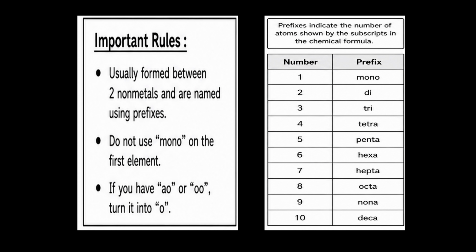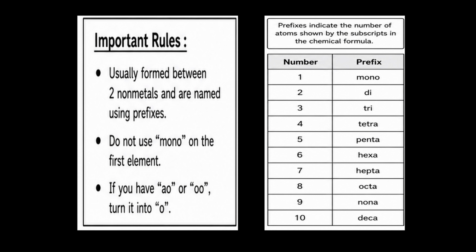Type 3 compounds are usually formed between two nonmetals and are named using prefixes. The prefixes indicate the number of atoms shown by the subscripts in the chemical formula. The prefix mono is 1, di is 2, tri is 3, tetra is 4, penta is 5, hexa is 6, hepta is 7, octa is 8, nona is 9, and deca is 10.